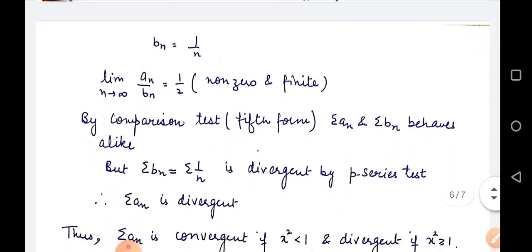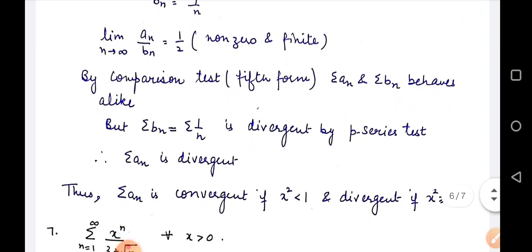So therefore by comparison test form 5th an and bn converges or diverges together. But summation bn is divergent by p series test. Therefore summation an is divergent. So let us now write the complete result.